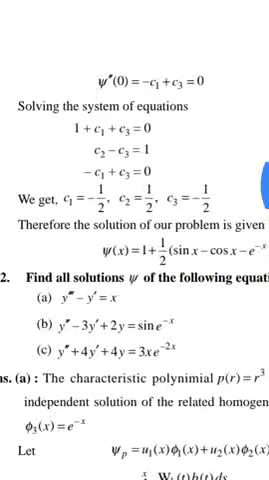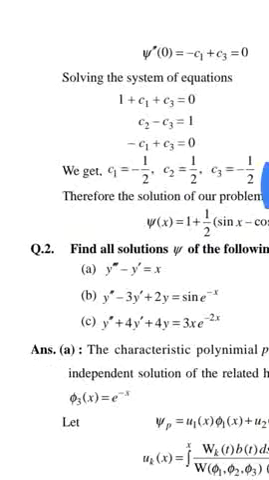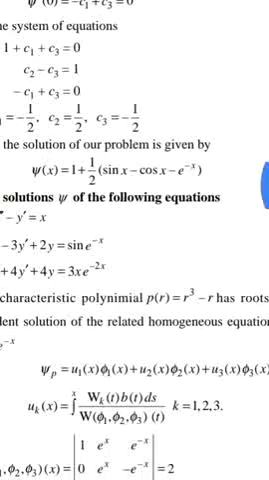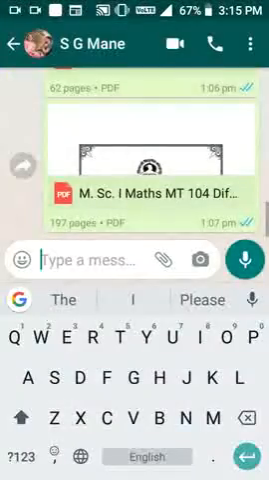Therefore, the solution of our problem is given by ψ(x) = 1 + 1/2 (sin x - cos x) - e^(-x)/2. And this is our required solution.